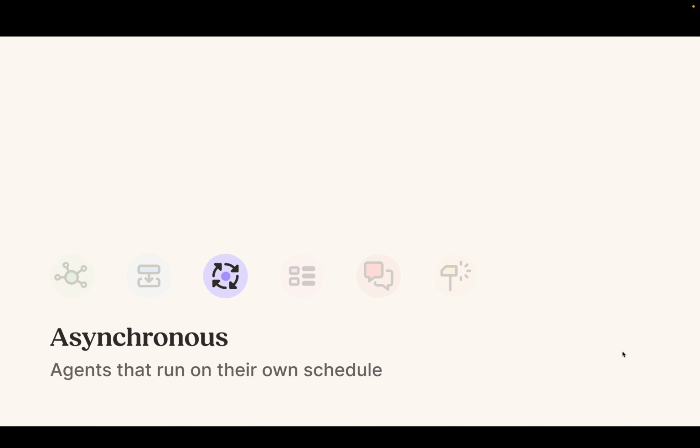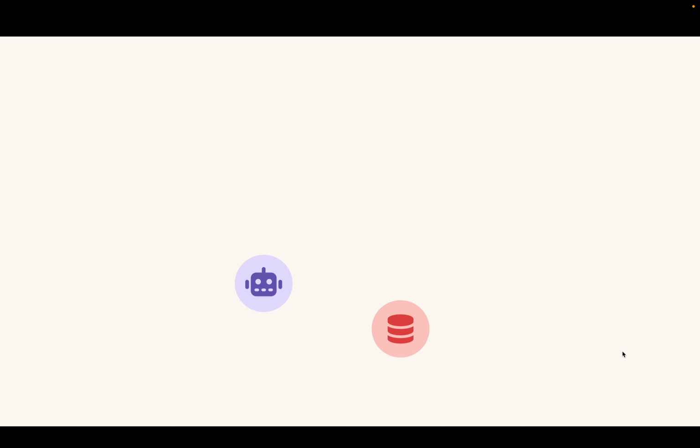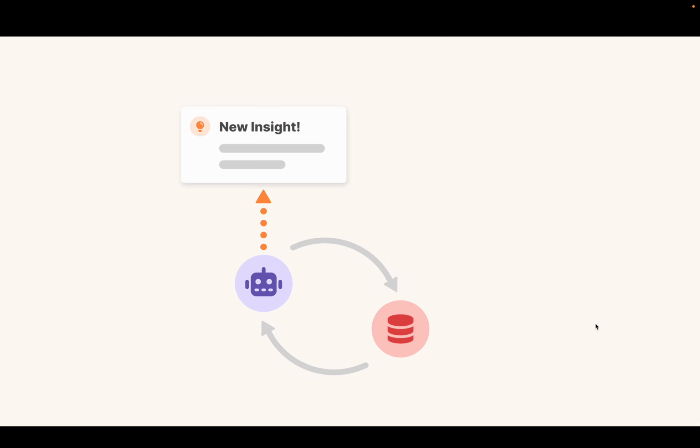The third pattern is asynchronous. These are agents that run at their own cadence. For example, you could have an agent that regularly checks your database and looks for interesting patterns or insights. It can run at a set interval. Maybe it does it every day in the morning or every week. And then whenever it finds something interesting, it'll surface that insight to you in the interface.